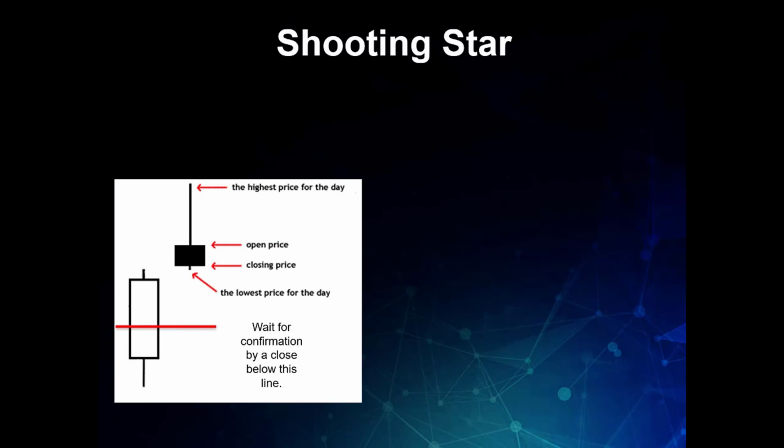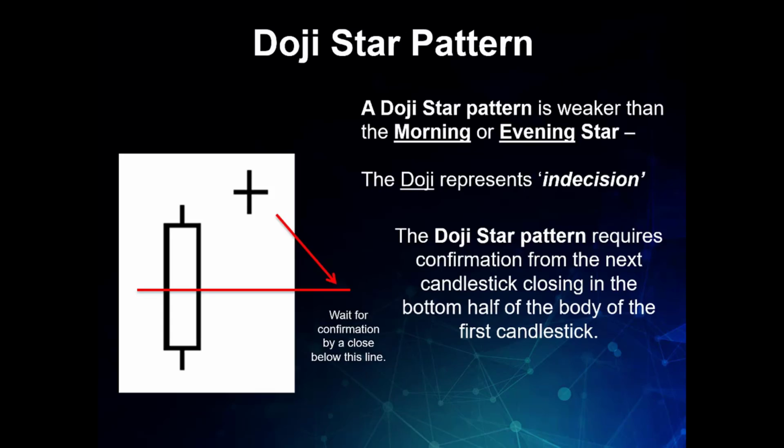So the doji star pattern requires confirmation, of course, from the next candlestick closing in the bottom half of the body of the first candle. So what we should look for is to wait for the confirmation by a close underneath this line that I've illustrated here.